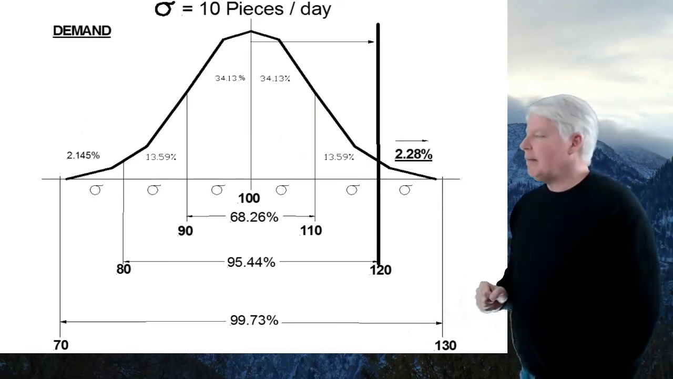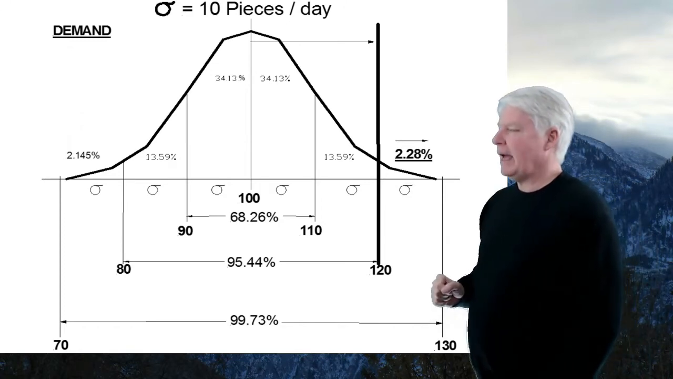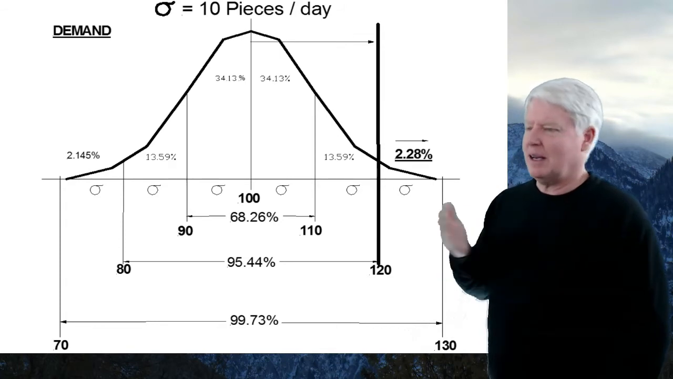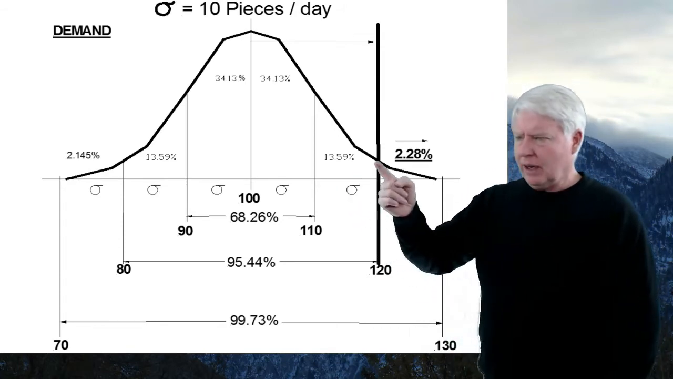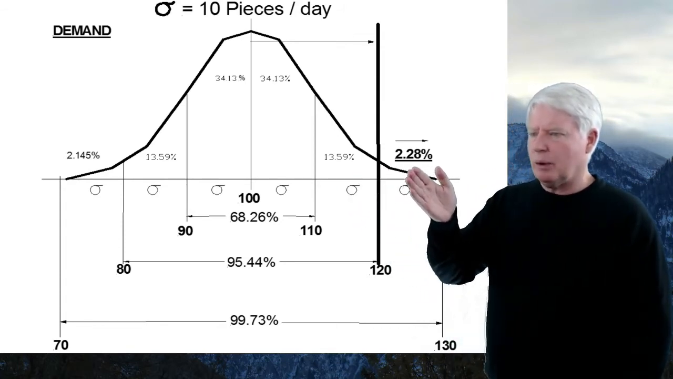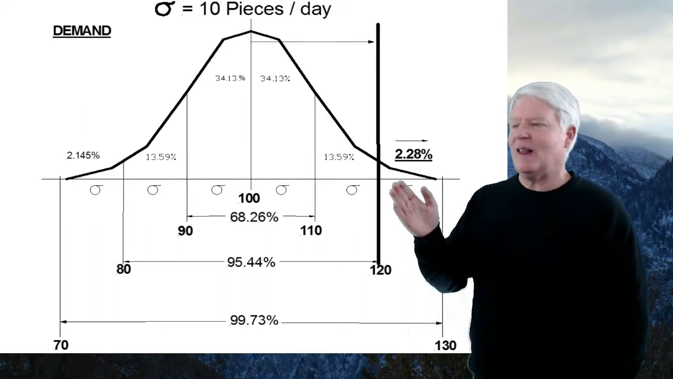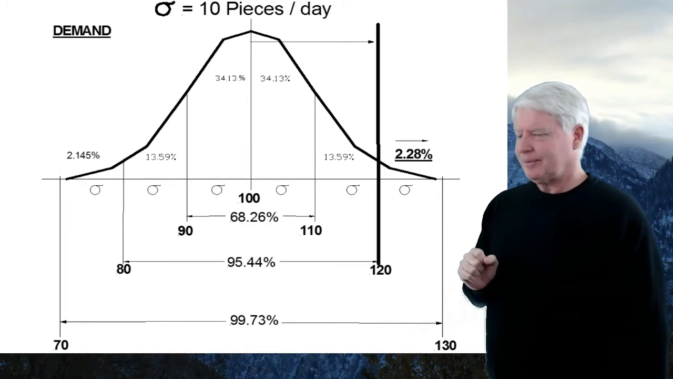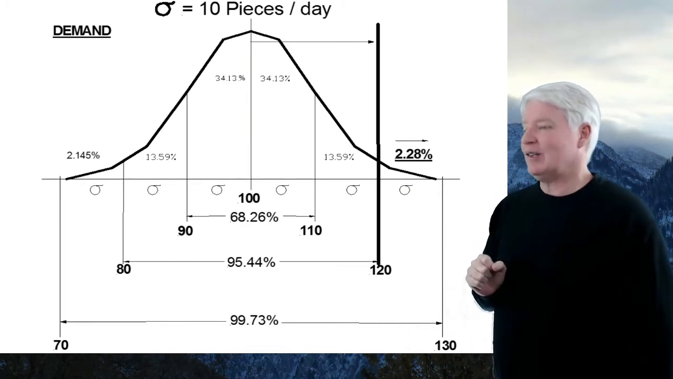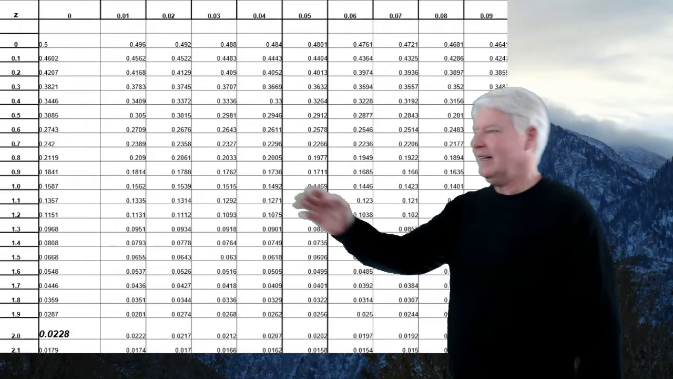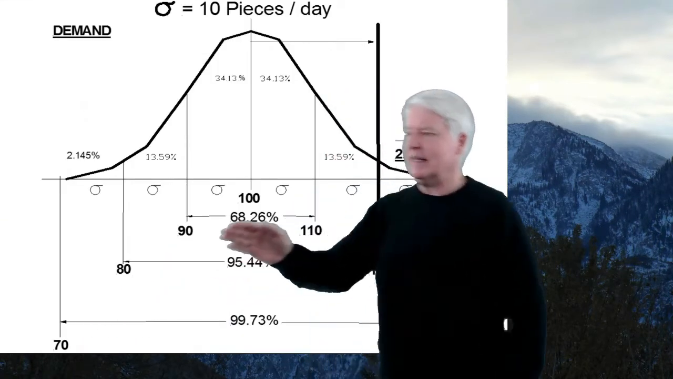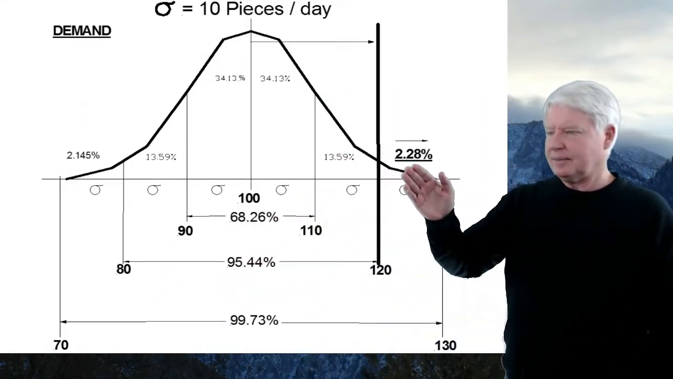Now, this is a management decision. Management says, okay, tell you what, John, I'm doing this project, and I'm willing to take a 2.28% risk. I like that because it makes the math easy, because that puts it right at 2 sigma. How do I know that? Well, I just looked up 2 sigma in the Z table, 2.00, and it's 0.0228, and that is it.